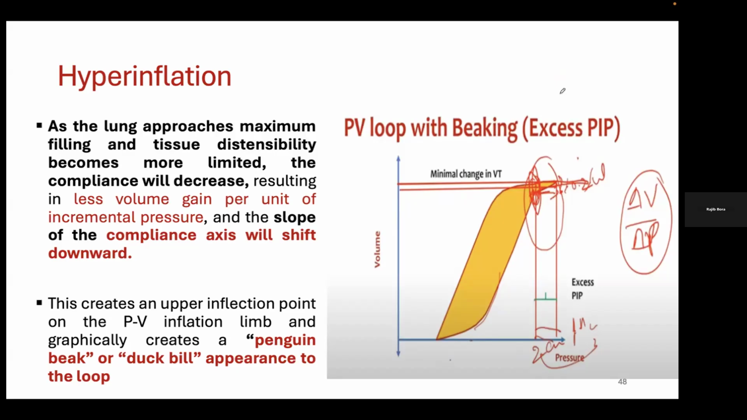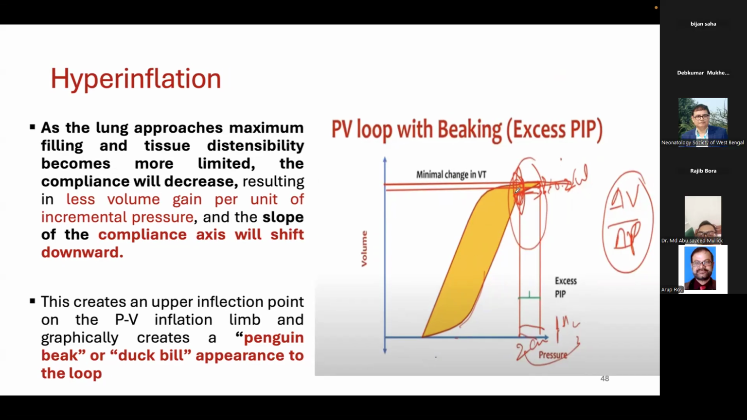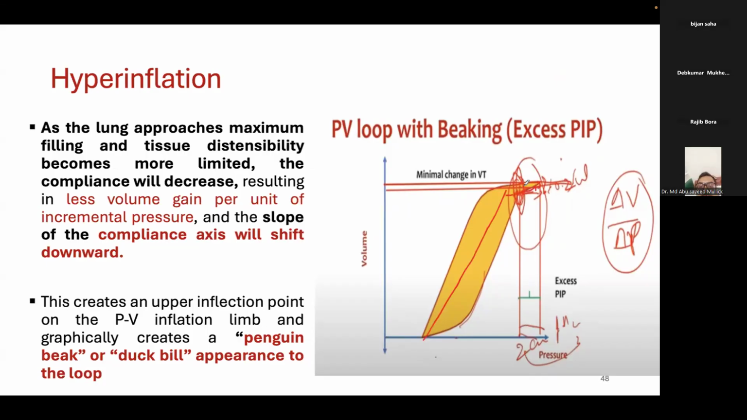So what will it look like? It will look like this beaking. If we find in a pressure volume loop that there is some sort of beaking like this, that means your compliance was moving like this, and now it has moved like this. Then we need to come down on the pressures or the volume as appropriate in that particular mode or particular patient. So we need to avoid this sort of picture in a pressure volume loop.